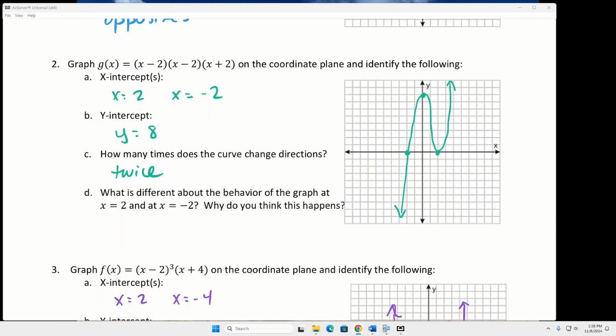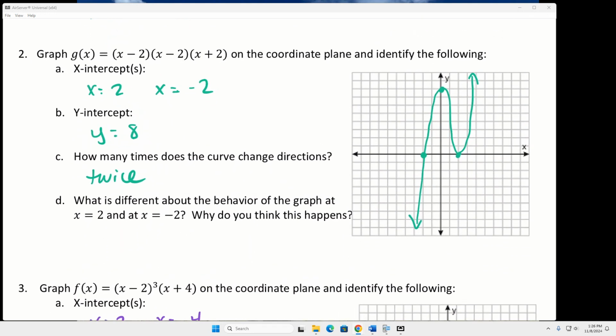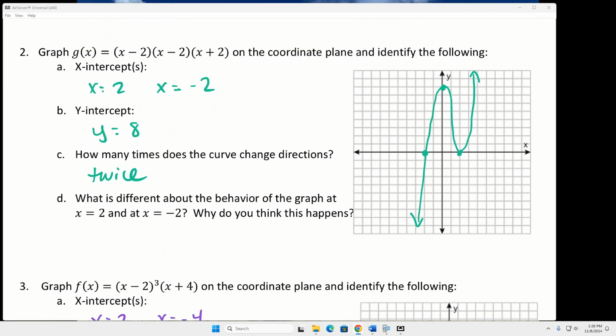Starting with number 2, it's not a quadratic, it's a polynomial. It's actually a cubic graph. So we're going to start talking about polynomial functions today. But we're going to do the same thing for the intercepts. You are just going to change the signs. This one's listed twice. You don't have to list the intercept twice. You can just list it once. And then we have our y-intercept.